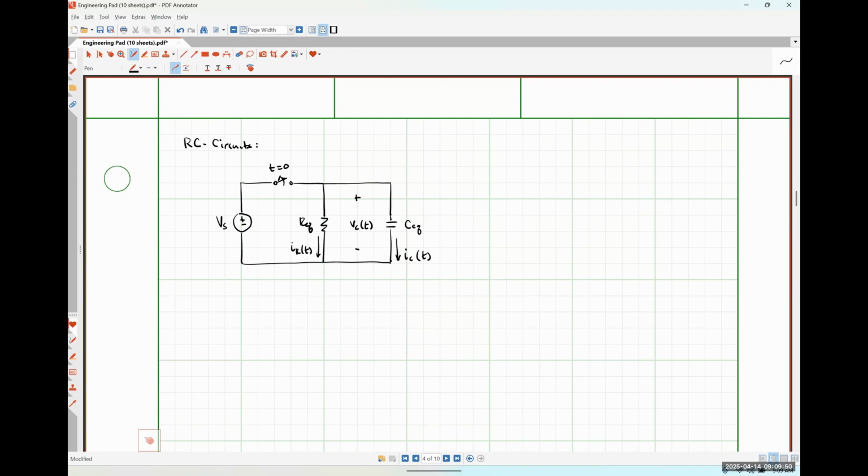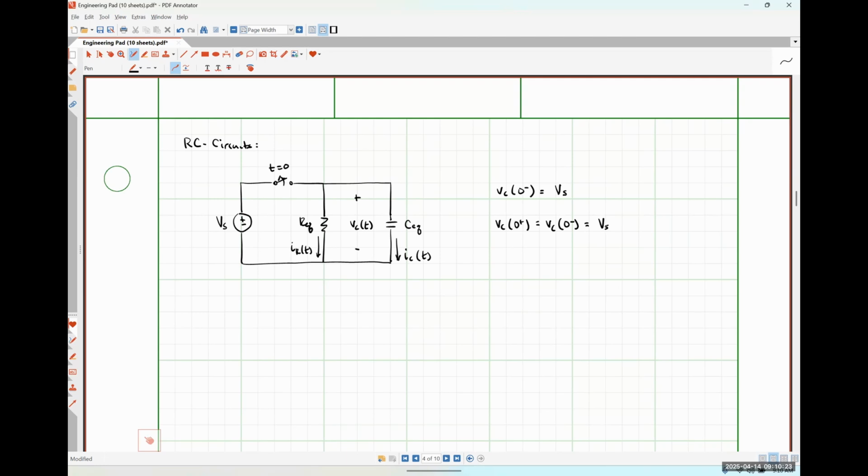So hopefully we can all see that for points in time less than 0, when our switch has been closed for a very long time, our capacitor is just in parallel with our voltage source. And so VC at 0 minus would just be Vs. And because we know that our capacitor voltage cannot change abruptly, whatever value it had at 0 minus, it has to continue having at 0 plus. So that is also just going to be Vs.